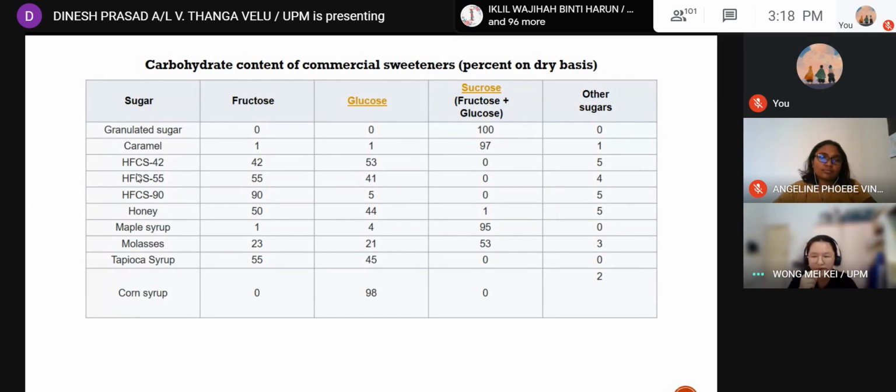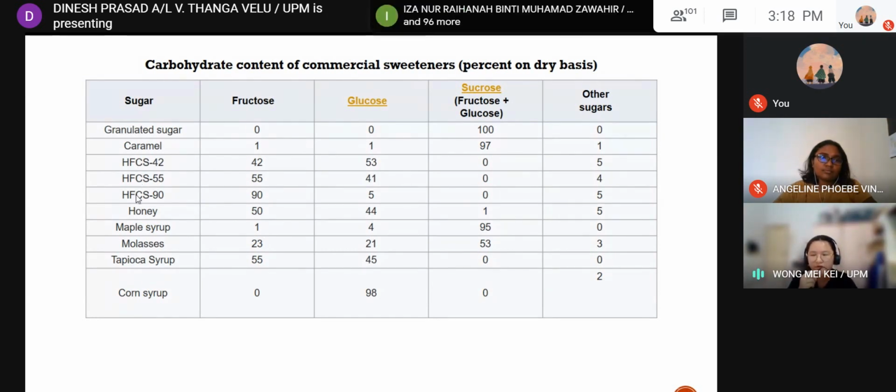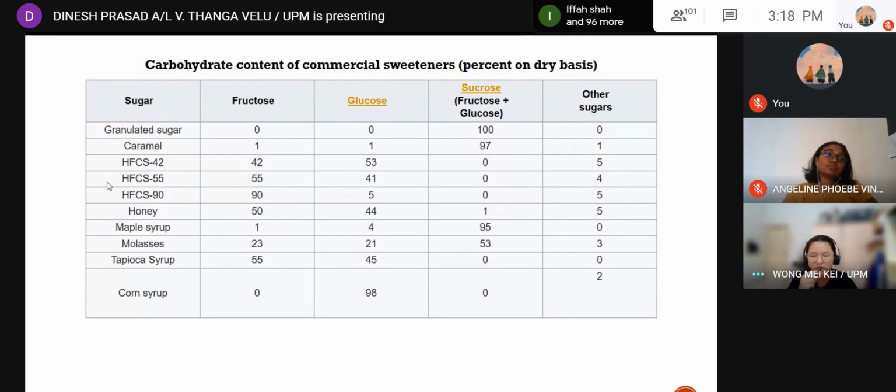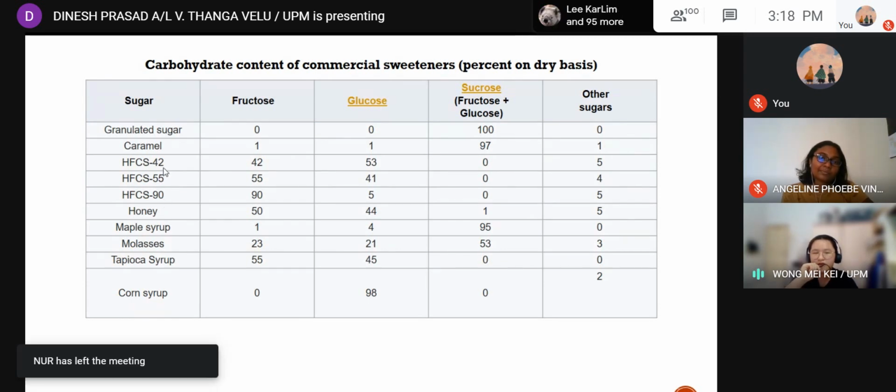It is a type of sweetener derived from corn syrup, and it has replaced sucrose as a sweetener because it is easier to use and is cheaper. So the number behind the HFCS is actually the percentage of fructose found in the corn syrup. 42 means there is 42% of fructose in the high fructose corn syrup. Okay, that's it.